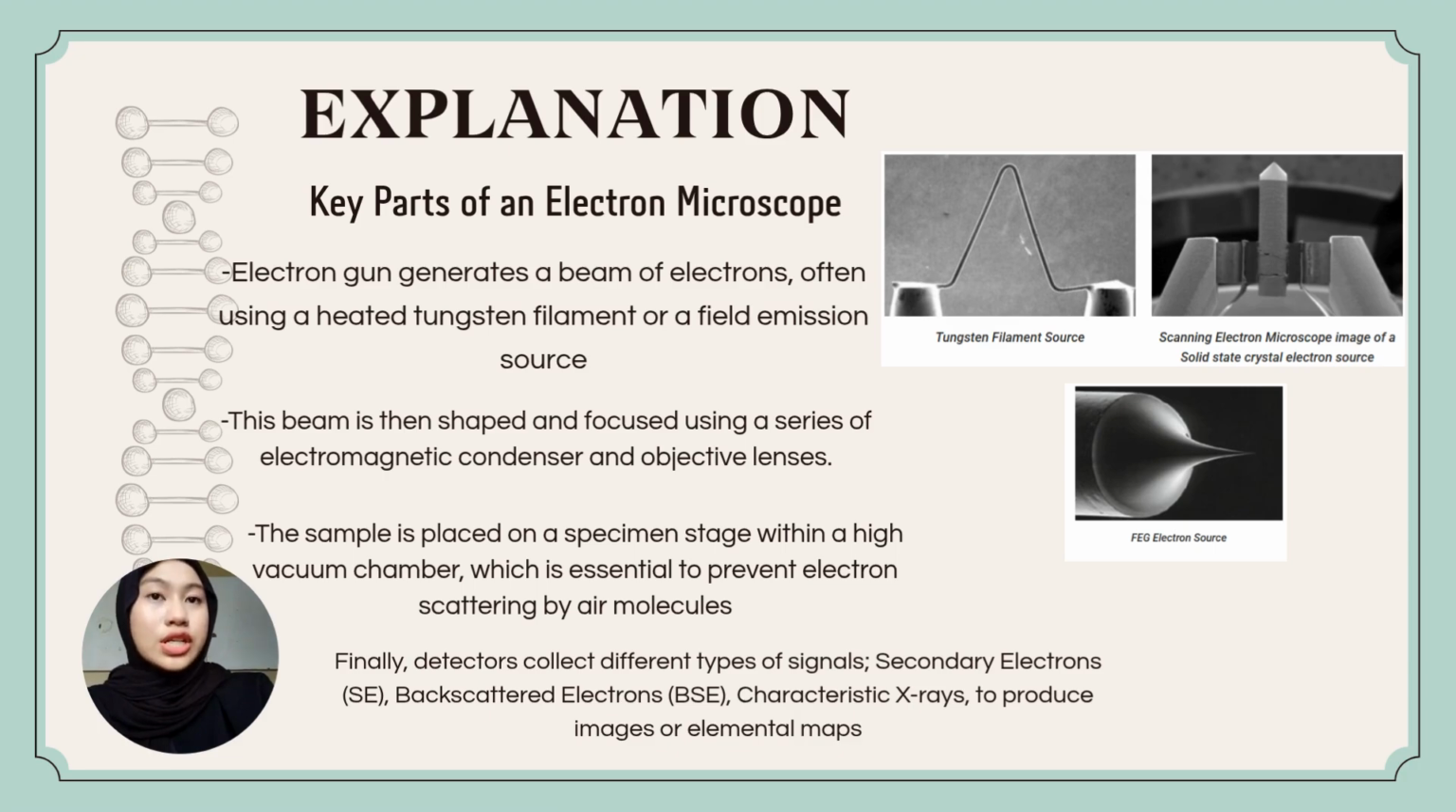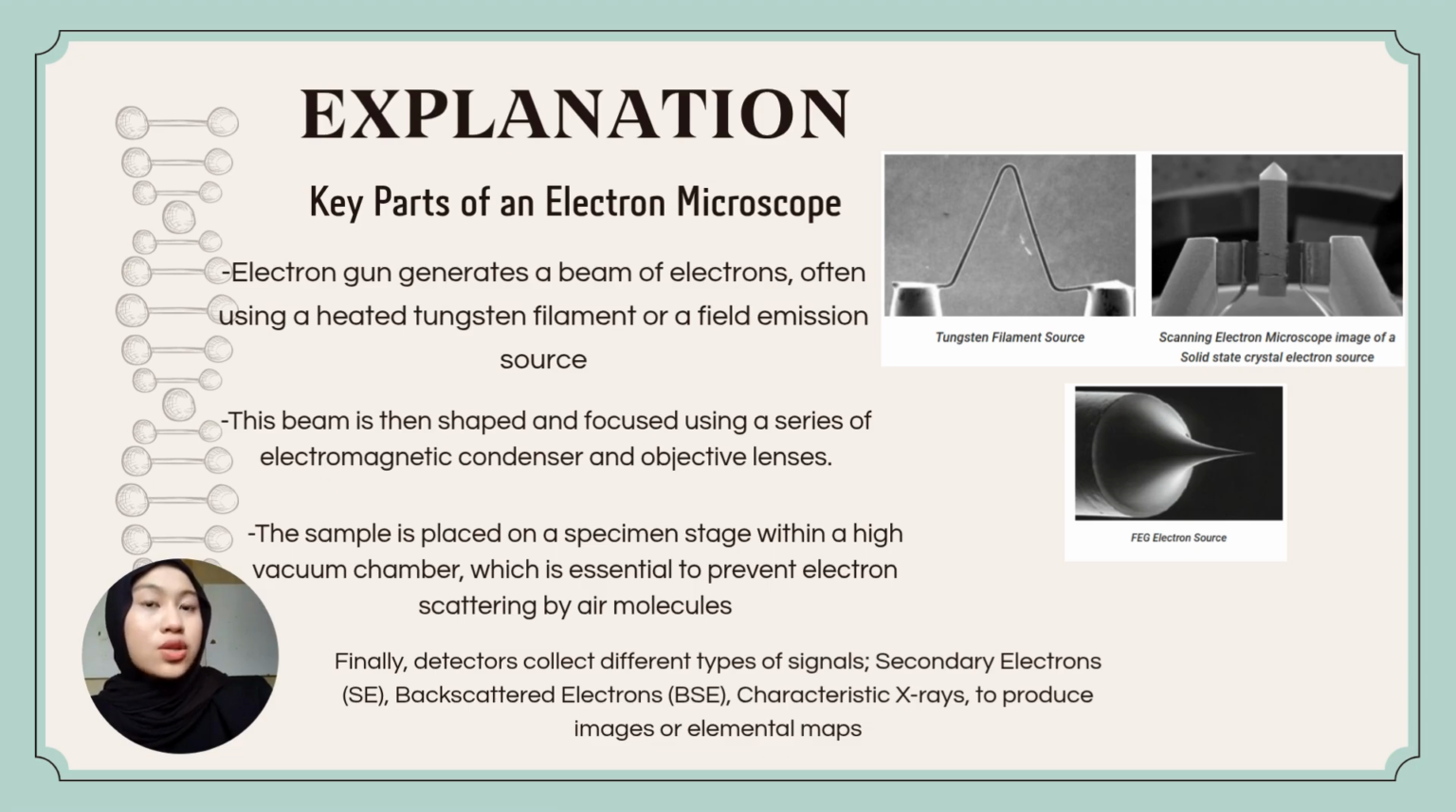The basic structure of an electron microscope includes several key components. First, an electron gun generates a beam of electrons, often using a heated tungsten filament or a field emission source. This beam is then shaped and focused using a series of electromagnetic condenser and objective lenses.